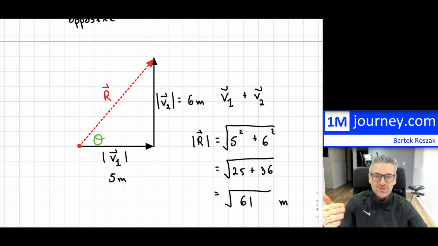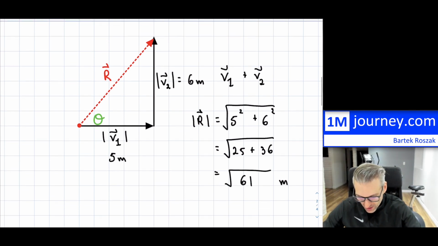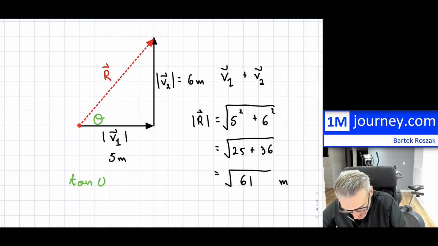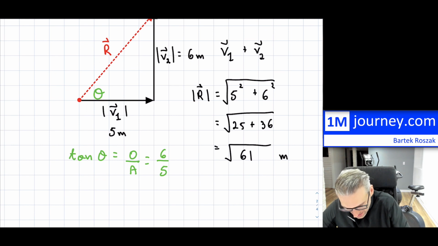But my resultant one is not going to be that easy, right? So in this case, I do have to find out what that angle is. Going back, you can think back to your trig. I'm going to put tan theta is equal to, and recall, this is opposite over adjacent, which is nothing else but just 6 over 5. And then by taking the inverse tan, I can find out what my angle would be.